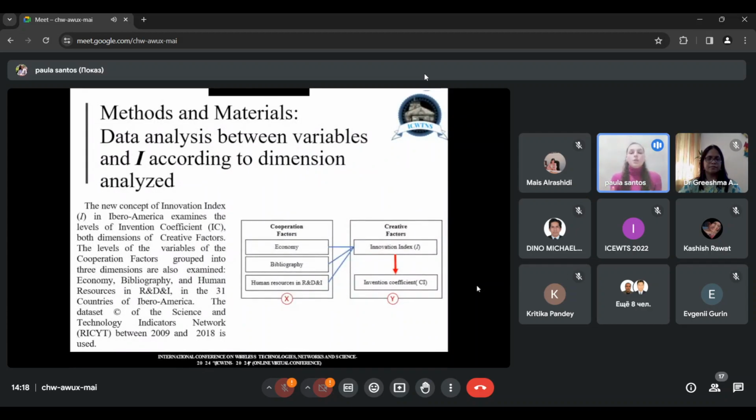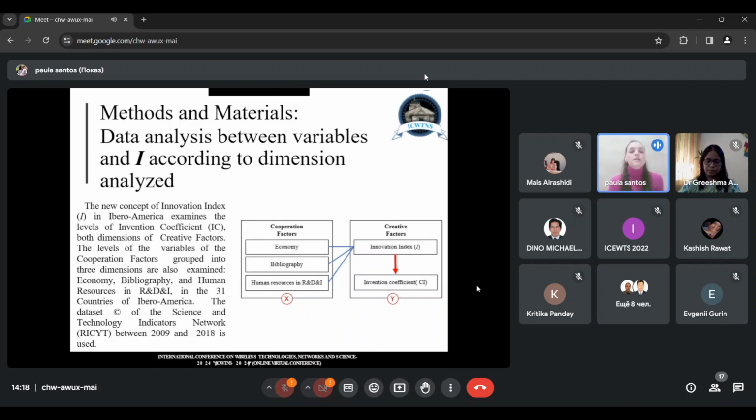The new concept, Innovation Index, in Ibero-America examines the levels of the invention coefficient. Both are dimensions, as we can see in the square on your right hand. Both innovation index and invention coefficient are dimensions of the creative factors. Then we also examine the three dimensions of the cooperation factors, which are economy, bibliography, and human resource in research, development, and innovation. And that is all examined in 31 countries of Ibero-America.